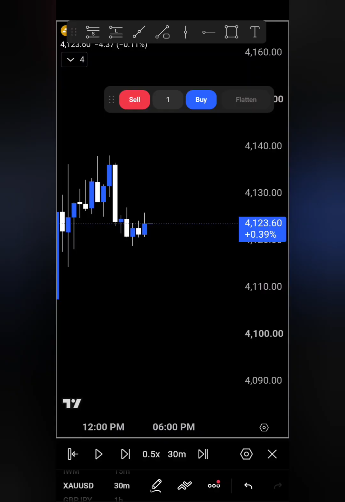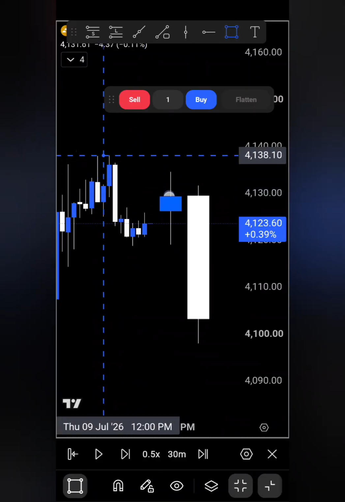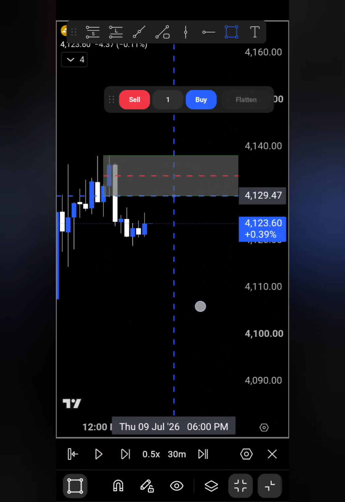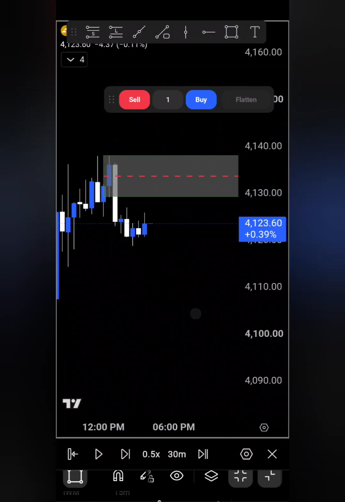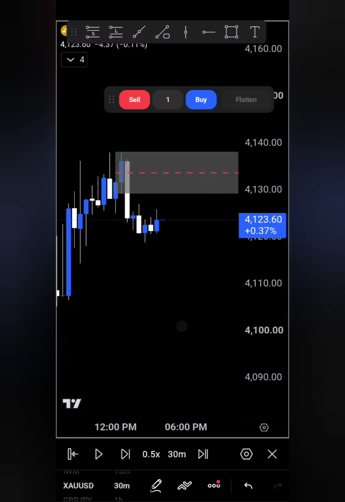All right. And you see how better that one looks? You know what I'm saying? That looks so much better right there. So I'm going to mark it from wick to wick. Mark it from wick to wick, right? All right. So we know we got that. So we got to find one for the buy side to trade to.